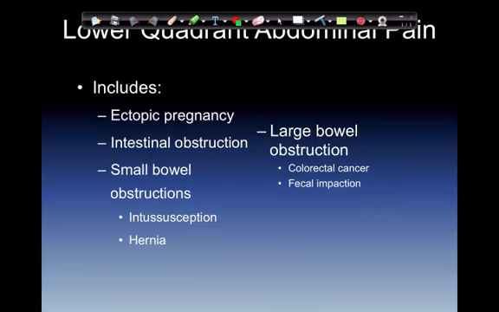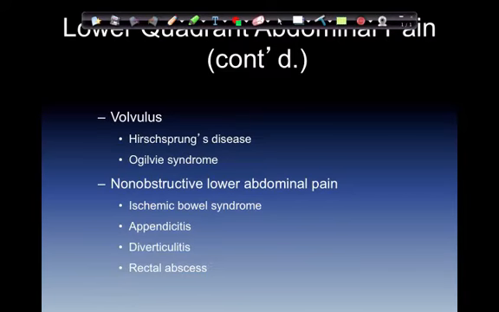Colorectal cancer usually starts as a small mushroom-appearing polyp, changes over time and becomes cancerous. Tenesmus, feeling of incomplete bowel emptying, can occur as one of the symptoms. And then fecal impaction occurs when the bowel movement stops and fecal material backs up in the colon. This is lower quadrant abdominal pain continued. Volvulus, where the colon twists upon itself.